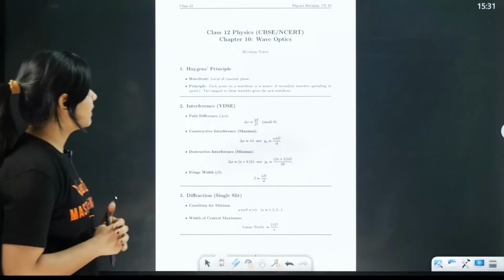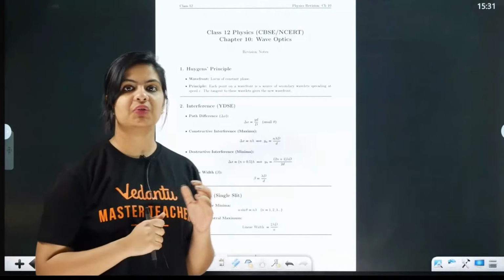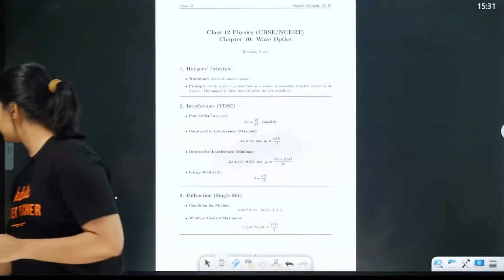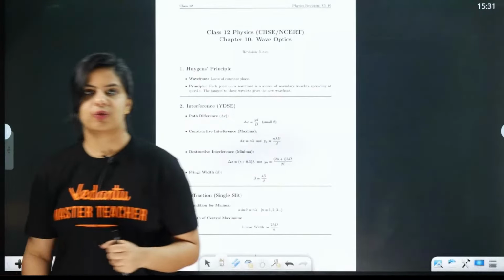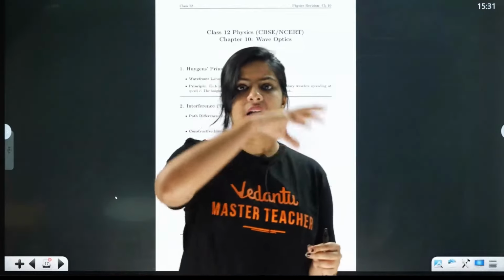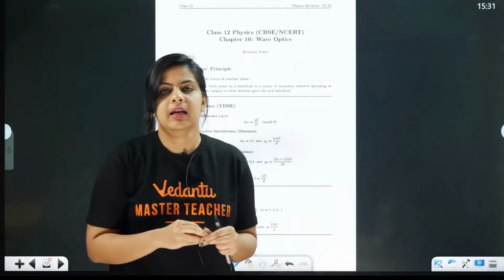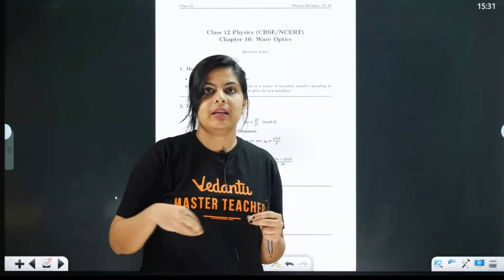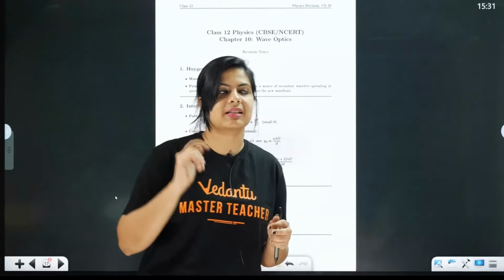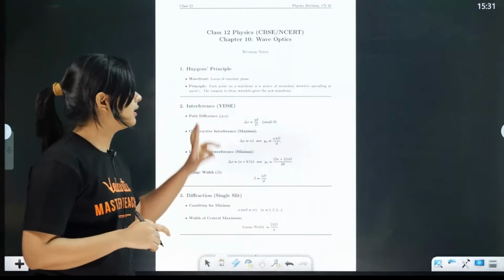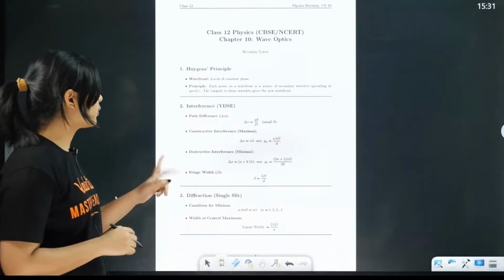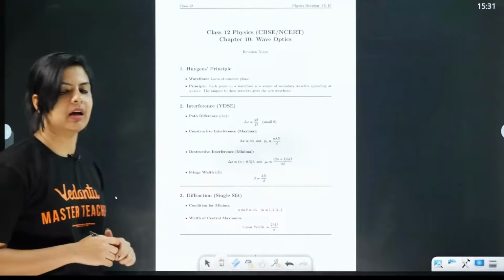Now in wave optics, first we will discuss the wavefront. What is a wavefront? It is nothing but the collection of all the particles which are vibrating in the same phase. Okay, next we should know the Huygens principle.